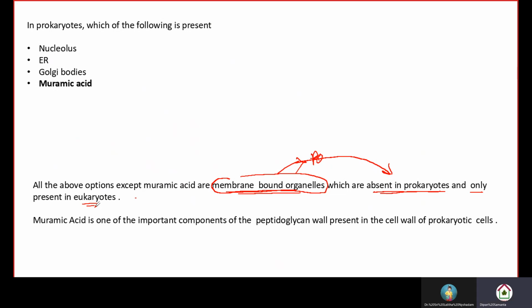Now, muramic acid is one of the important components of the peptidoglycan wall present in the cell wall of the prokaryotic cell. So remember muramic acid, one of the very important components of the prokaryotic cell. It is present in the peptidoglycan wall of the cell wall. And all others, nucleolus, endoplasmic reticulum, Golgi, are membrane bound organelles and they are present in eukaryotes. Very simple question actually.